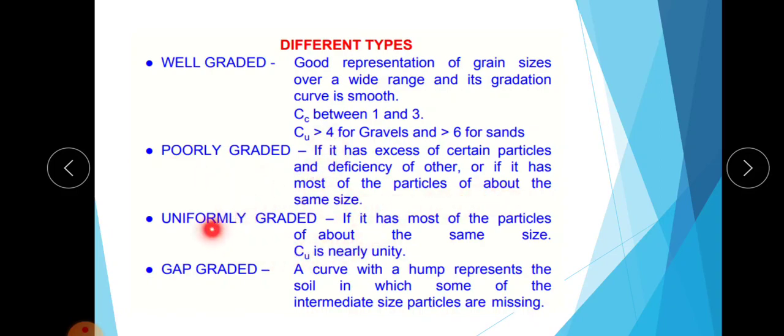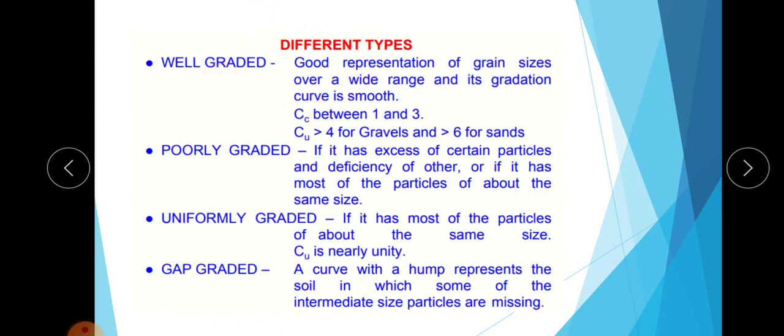And uniformly graded means most of the particles are of same size, that is uniformly graded. Gap graded means a curve with a hump, that is, there will be missing of one particular sieve size, so there will be a gap, and that is known as gap graded. Well graded means there will be all the size particles, and all sizes will be having same proportion.